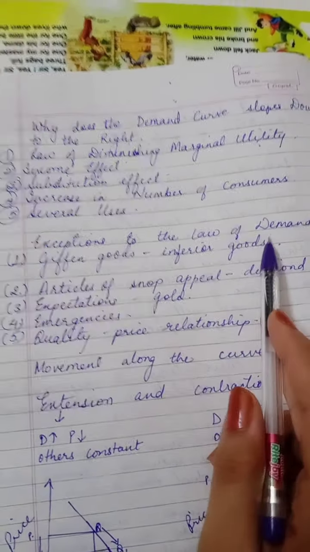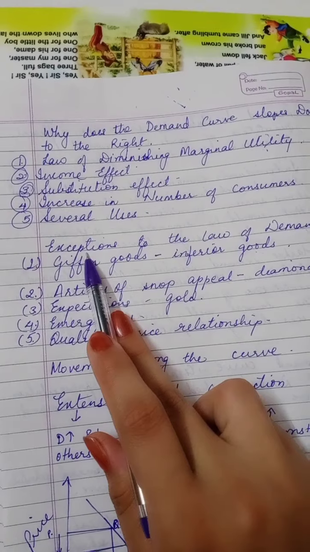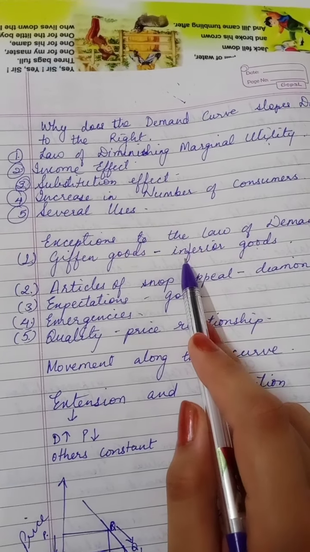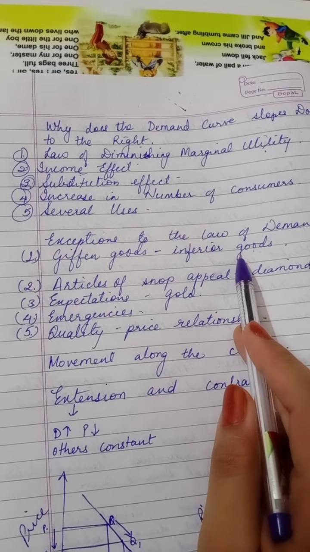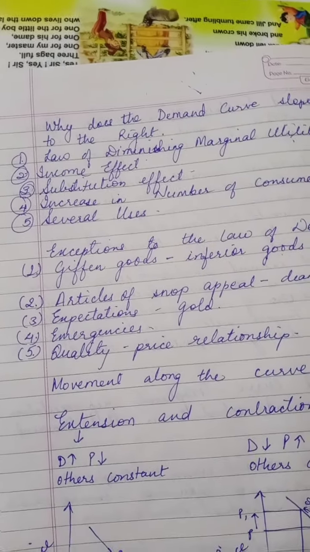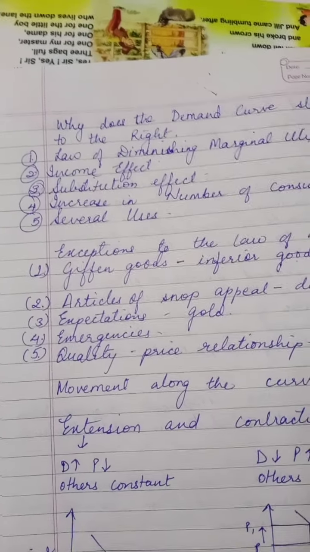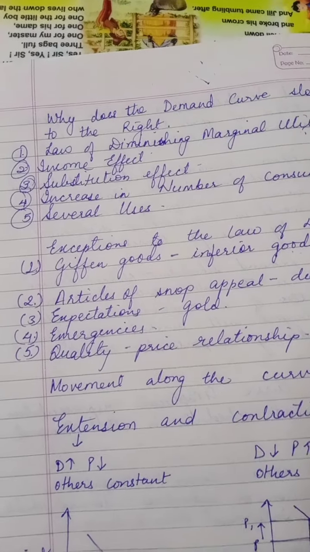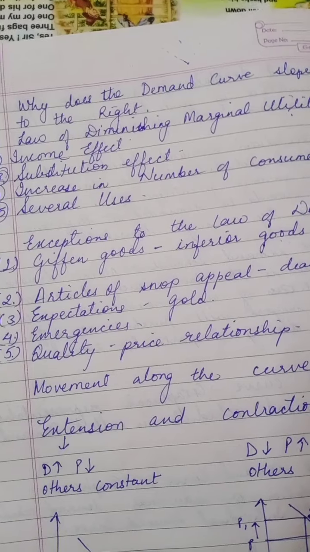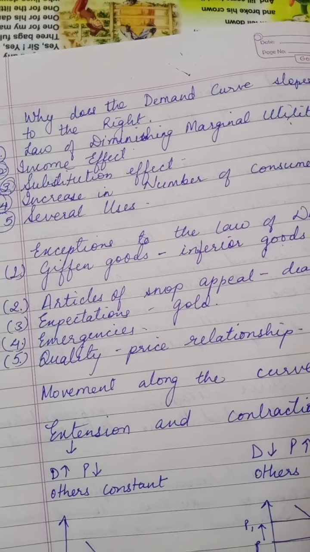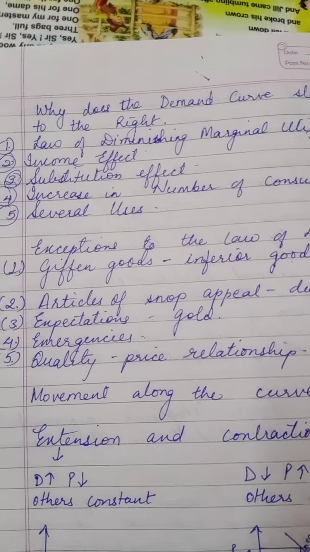Next is exceptions to the law of demand. There are certain inferior goods that act as an exception to the law of demand. Why? Because inferior goods are basically those goods which are used by each and every person. For example, if wheat has an increase in price, obviously the people will start using a cheaper crop. That means maybe they'll start consuming maize because of that. So the price of maize may fluctuate a little bit, but not as much as wheat. That is why it will be demanded, and it will be an exception to the law of demand.